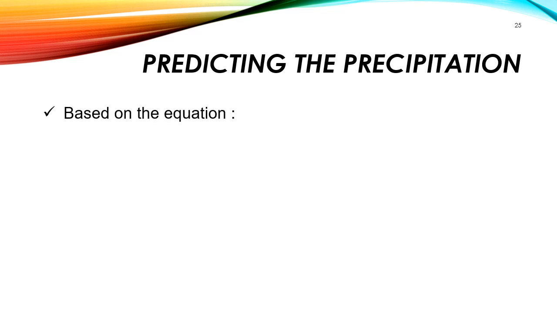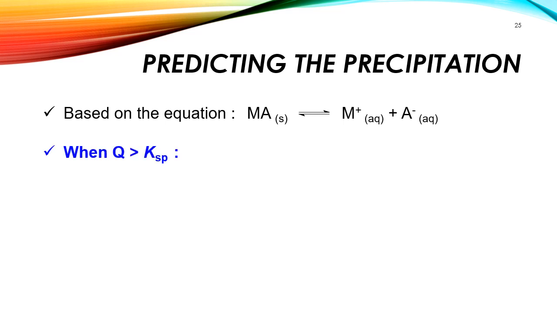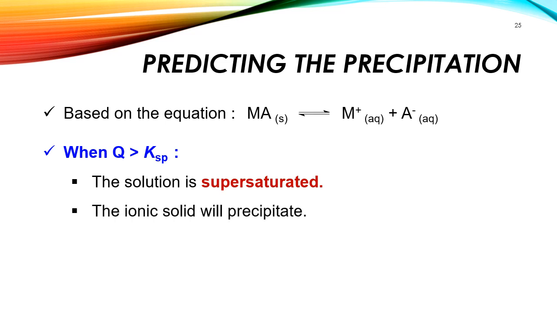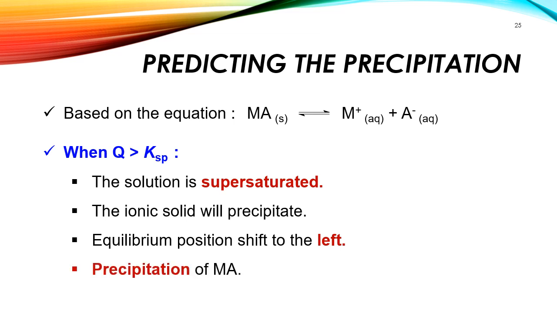By considering the same reaction, when Q is greater than Ksp, that shows the solution is supersaturated. The ionic solid will precipitate. That means the equilibrium position shifts to the left. Therefore, precipitation of MA will be obtained.